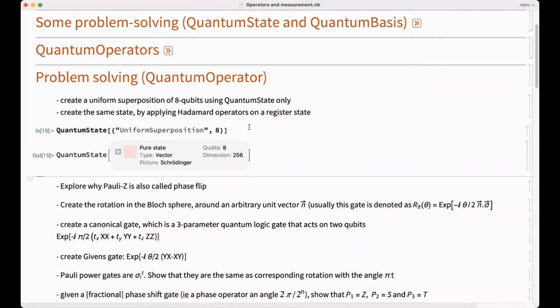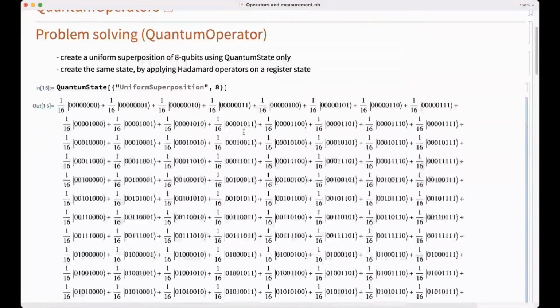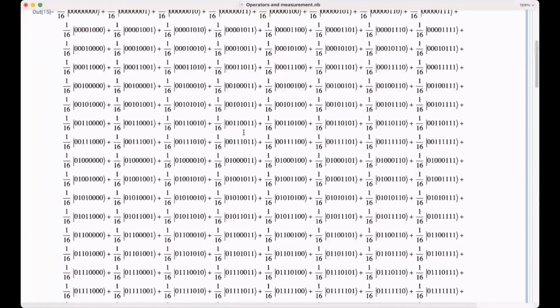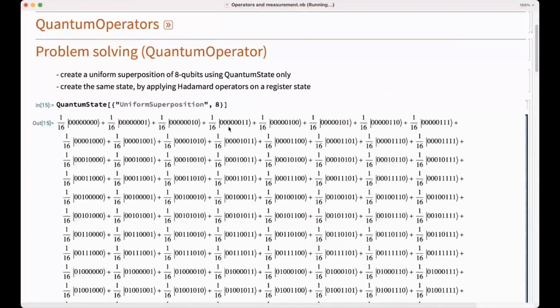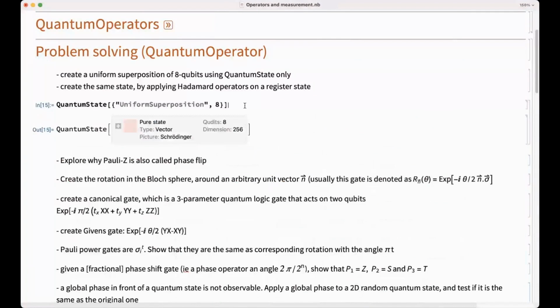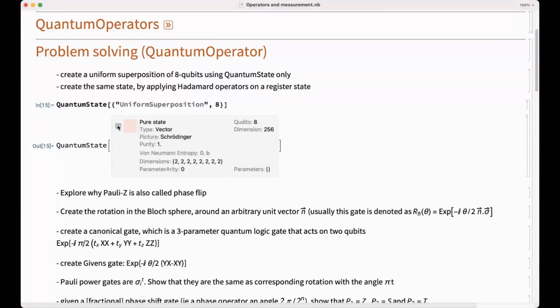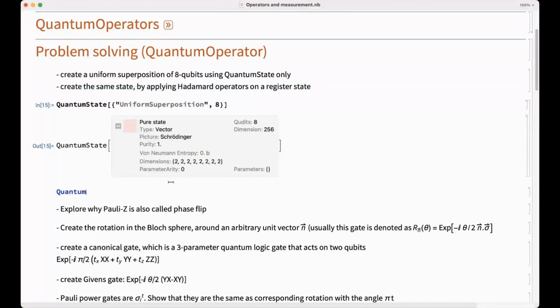The immediate thing that comes to our mind is that this is one of those famous ones that has a name: uniform superposition, and the second argument tells you the number of qubits. When we say qubit, it means that all of them are in two dimensions. Next, let's see how we can create that using the Hadamard operator.